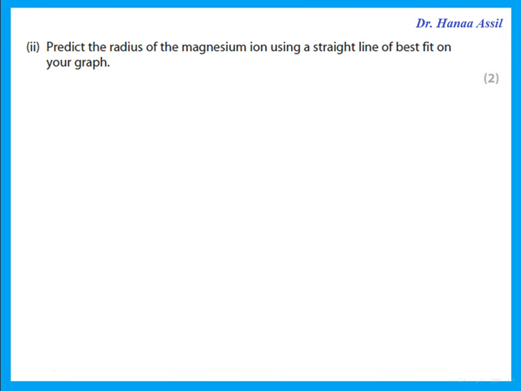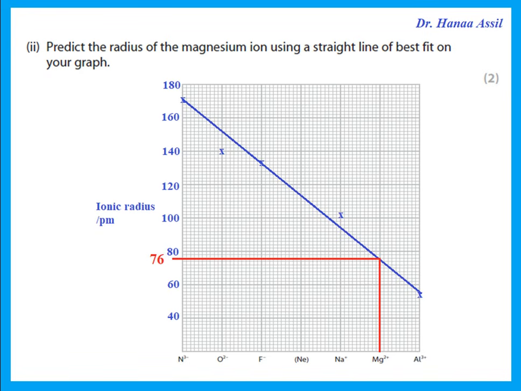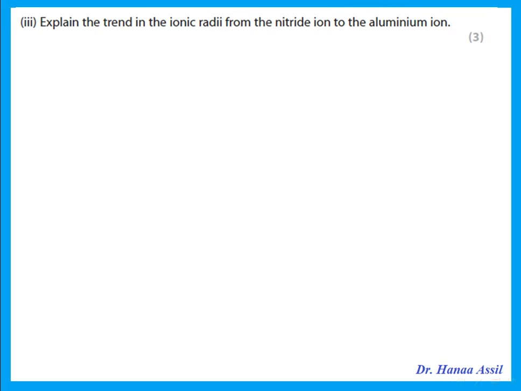Predict the radius of the magnesium ion using a straight line of best fit on your graph. Now, how do we get the radius of the magnesium? We go up from the magnesium up to the graph and go horizontally. So according to this graph, it is 76 pm. Please remember, if he says that he wants the graph in a straight line of best fit, then it has to be a straight line of best fit. So please check how he's telling you to connect the graph.